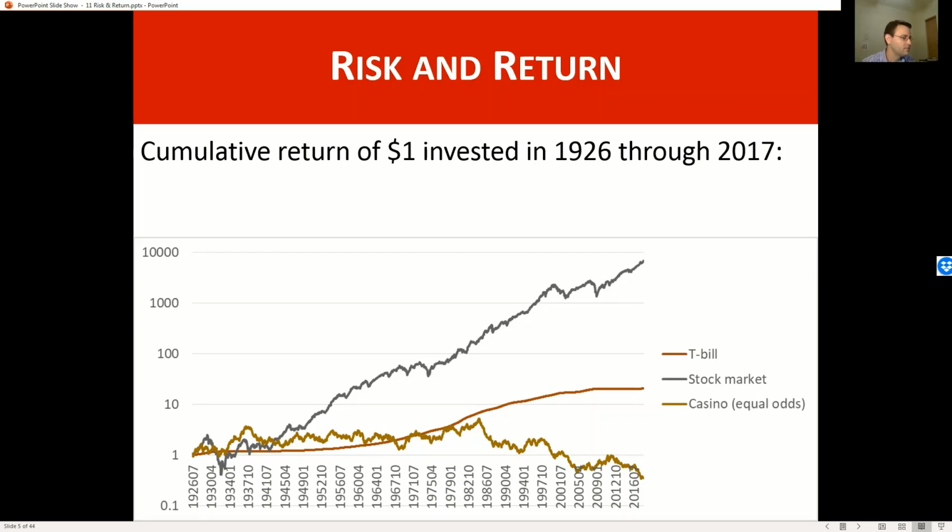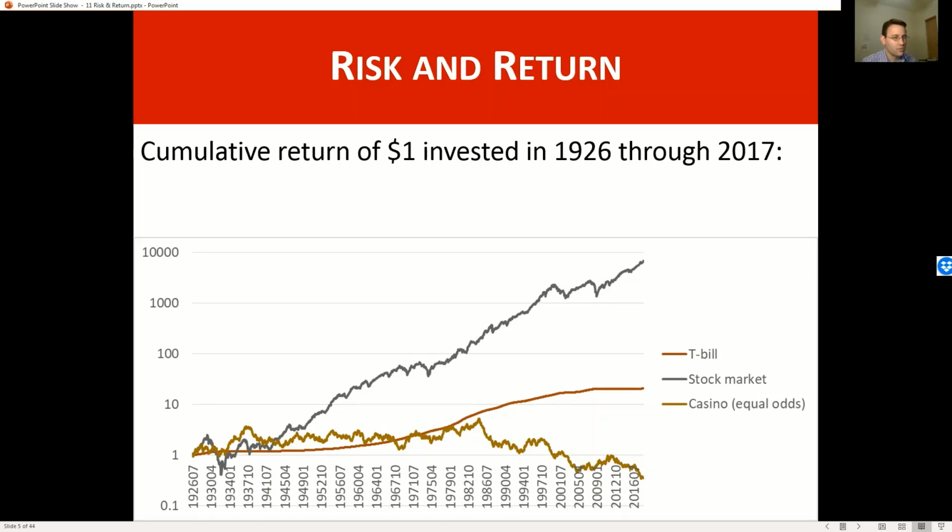Now, the natural way to explain the difference between the stock market and the T-bill here, think about this, why did the stock market go up so much more than the T-bill? Well, the natural answer students are going to say is it's risk. You take more risk in the stock market than you do with T-bills, therefore you get a higher return.